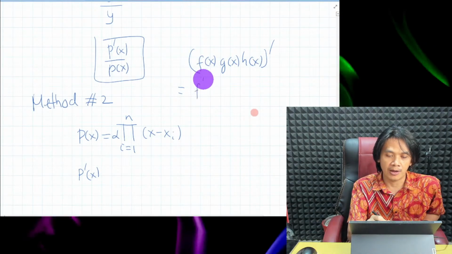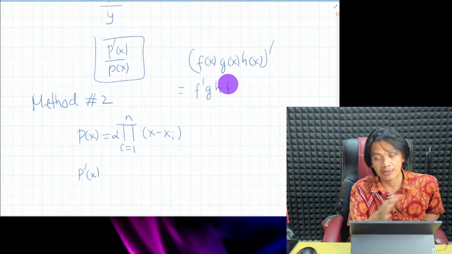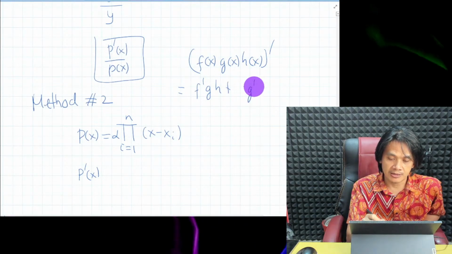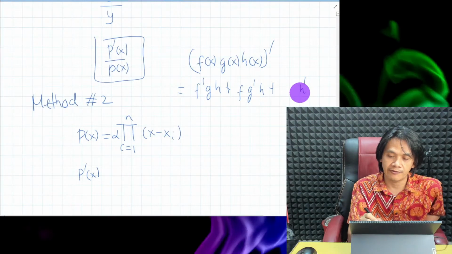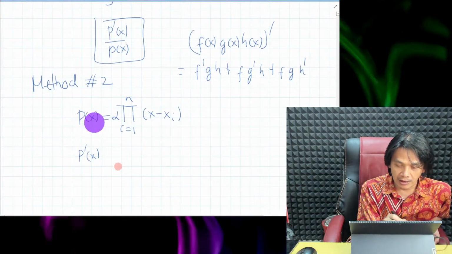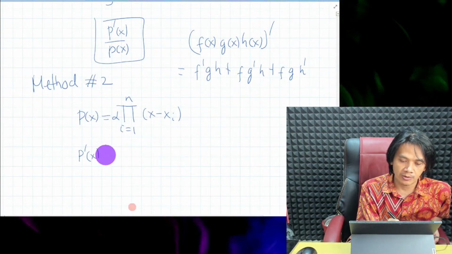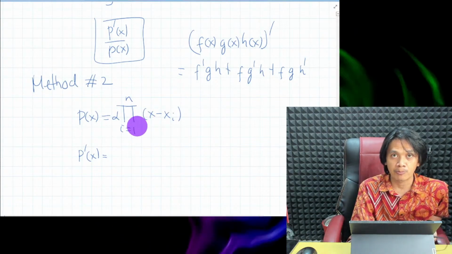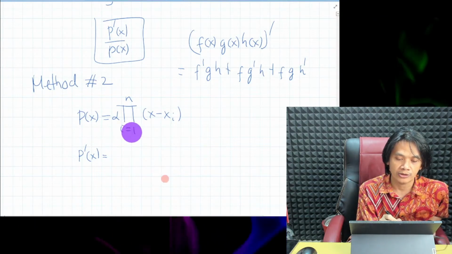So it could be f prime gh. First we take the derivative of the first function and keep the rest, and then next time take the derivative of the second function and keep the rest, and next time take the derivative of the third function and keep the rest, something like that. So in this case, if our p of x is written in this form, then p prime of x will be, by using, remember this big pi is a symbol for products, a product of x minus xi, where i runs from 1 up to n.